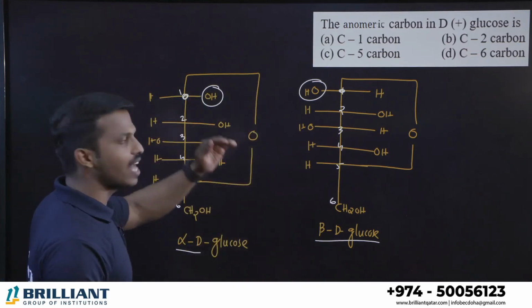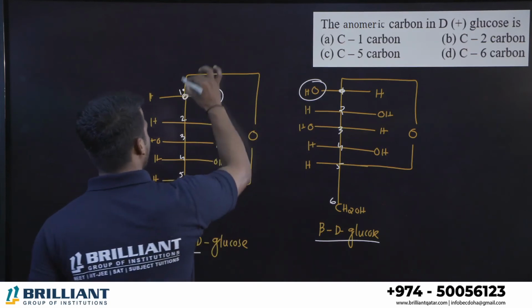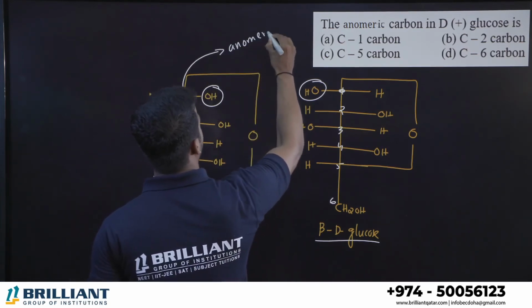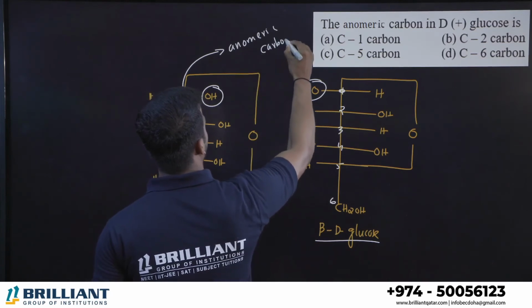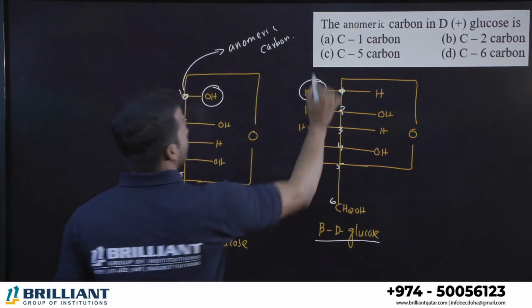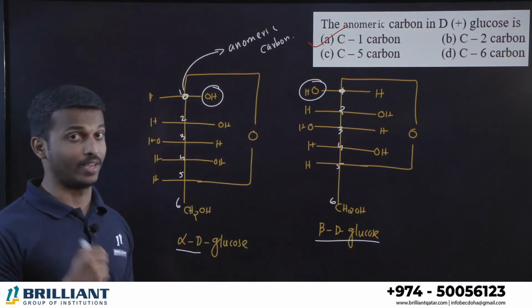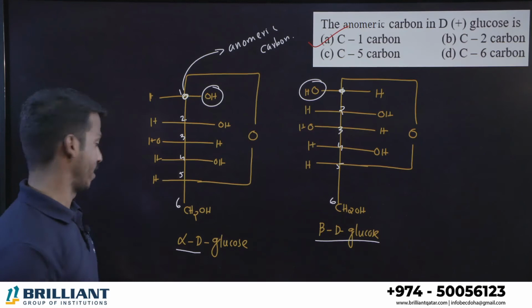Anomers. So which is the anomeric carbon? In which carbon is the configuration changed? That is called anomeric carbon. So which carbon is anomeric, dear all of you? C1. The first carbon is the anomeric carbon in which the configurations of the species are different.